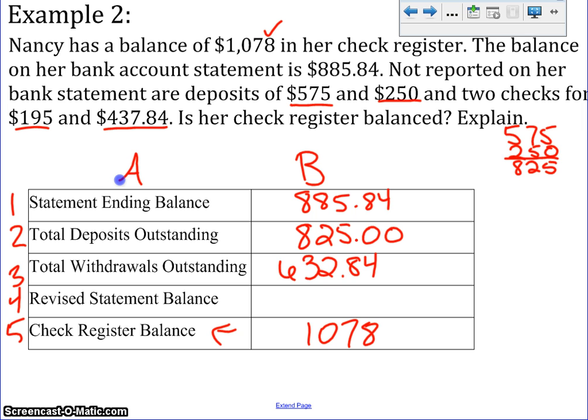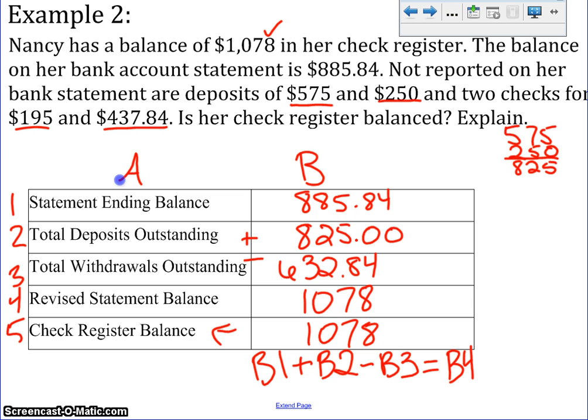Next, I have a revised statement balance. So what I'm doing is adding in the outstanding deposits and subtracting out the outstanding withdrawals, and my revised statement balance is $1,078. Now, if I were to do that in an Excel spreadsheet using a formula, I would take B1 plus B2 minus B3 equals B4. And in this case, you'll see that both balance.